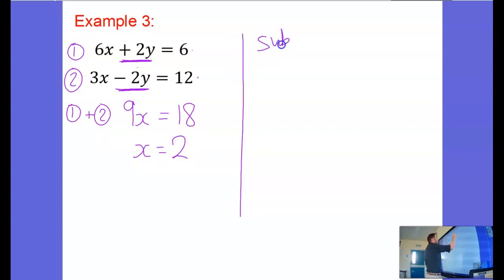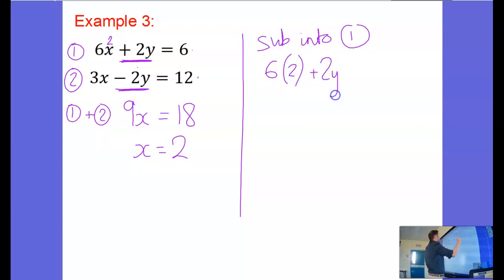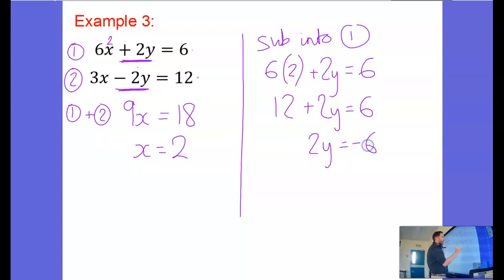Substitute into equation 1. And we'll go 6 lots of x. Well, x is 2, so I'm going to go 6 lots of 2 plus 2y equals 6. So 12 plus 2y equals 6. So 2y equals negative 6. Took away the 12 from both sides. Divide by 2, and y equals negative 3.